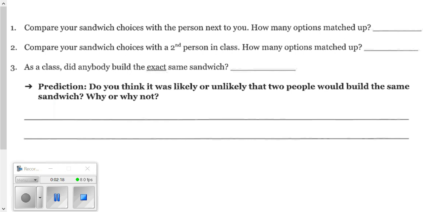The notes are a little bit strange because I wrote these for last fall when we were obviously in class. And so the first question says, compare your sandwich choices with the person next to you. How many things lined up? Like, did you have the same bread or did you have the same cheese? Now, obviously we can't really do that right now. As a class, if we were all together in one space, would you think that people would have the same sandwich? Maybe, but it seems unlikely, and the reason that it seems unlikely is because there were so many choices.